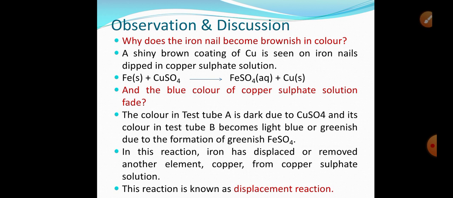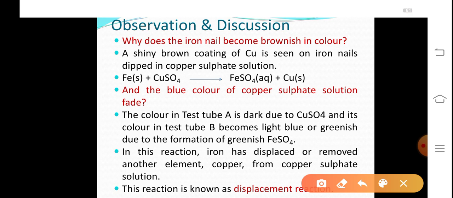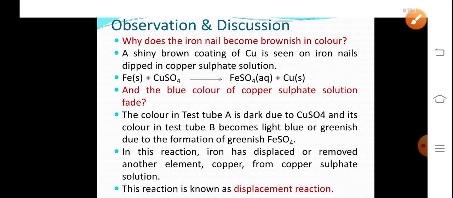Why does the iron nail become brownish in color? This is due to a shiny brown coating of copper seen on the iron nail. So what is iron? Iron is basically a metal, Fe. So when Fe is dipped in copper sulfate solution, what will happen? Fe, being more reactive as compared to copper, will easily displace copper from its solution and will form ferrous sulfate and release copper. So this is the reason why the blue color of the solution changes or fades.